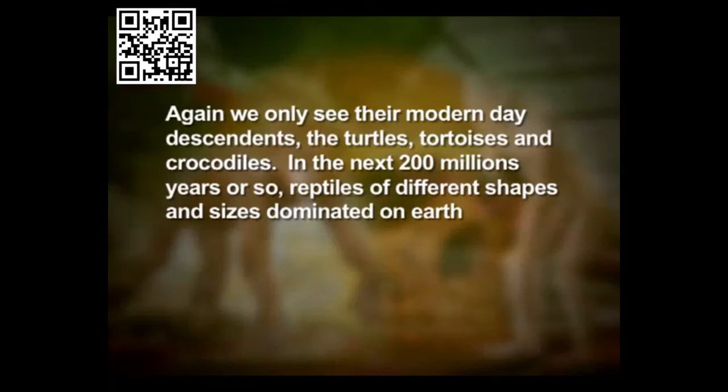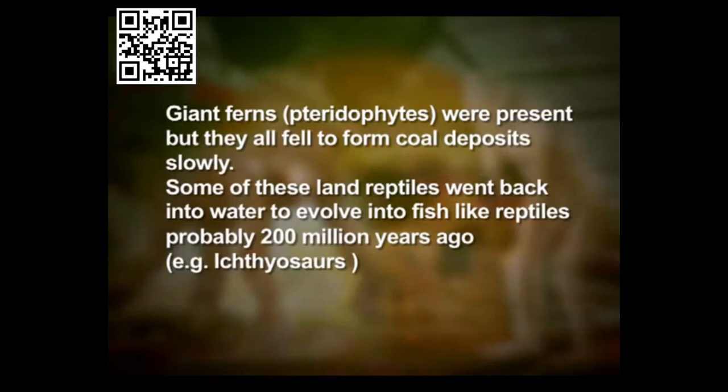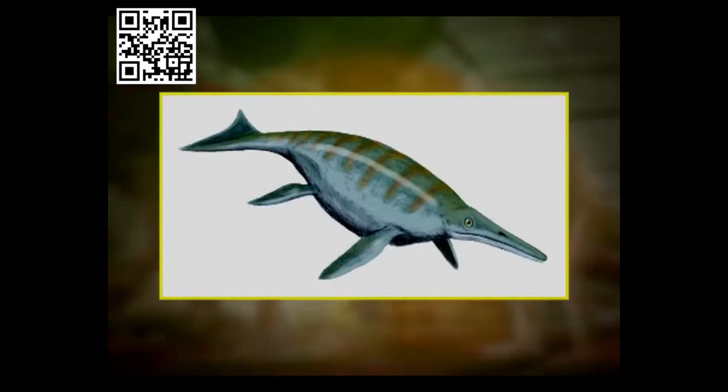The amphibians evolved into reptiles. They laid thick shelled eggs which do not dry up in the sun, unlike those of amphibians. Again, we only see their modern day descendants, the turtles, tortoises and crocodiles. In the next 200 million years or so, reptiles of different shapes and sizes dominated the earth. Giant ferns, the pteridophytes, were present, and they all fell to form coal deposits slowly. Some of these land reptiles went back into the water to evolve into fish-like reptiles probably 200 million years ago, for example, ichthyosaurs. The land reptiles were of course the dinosaurs.